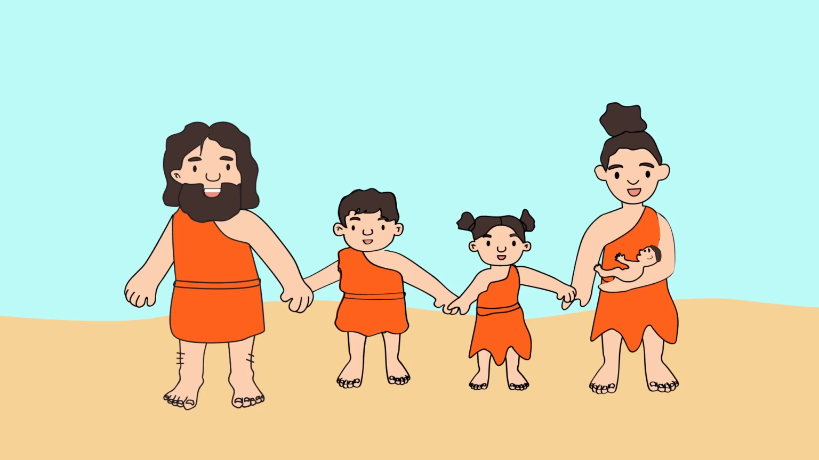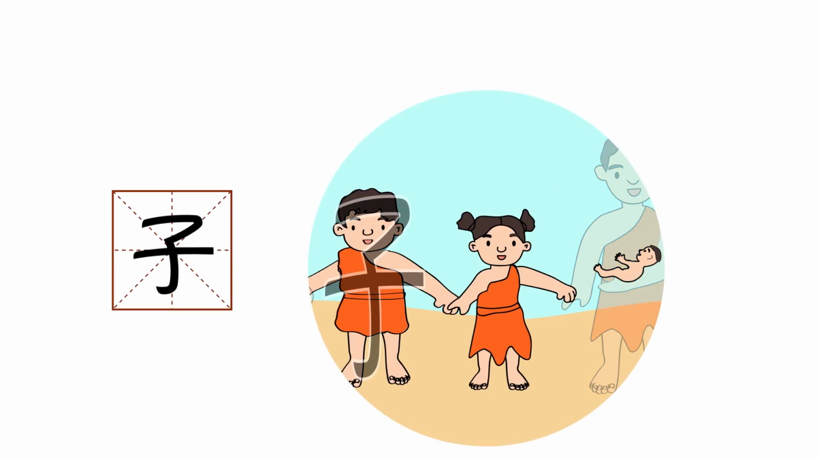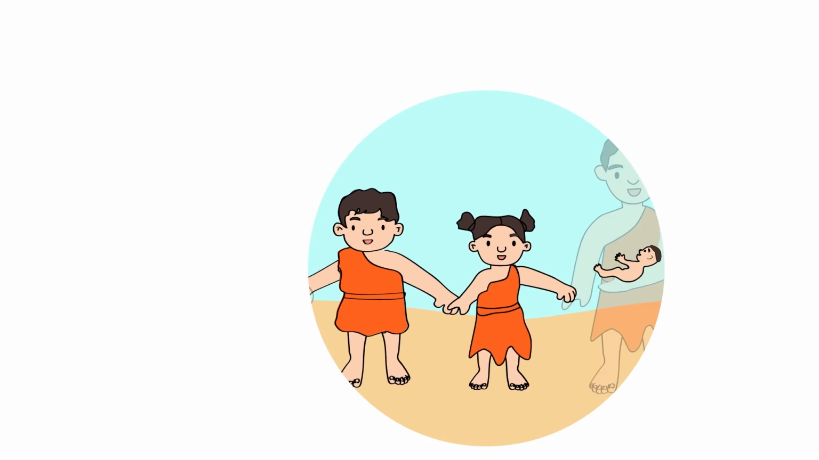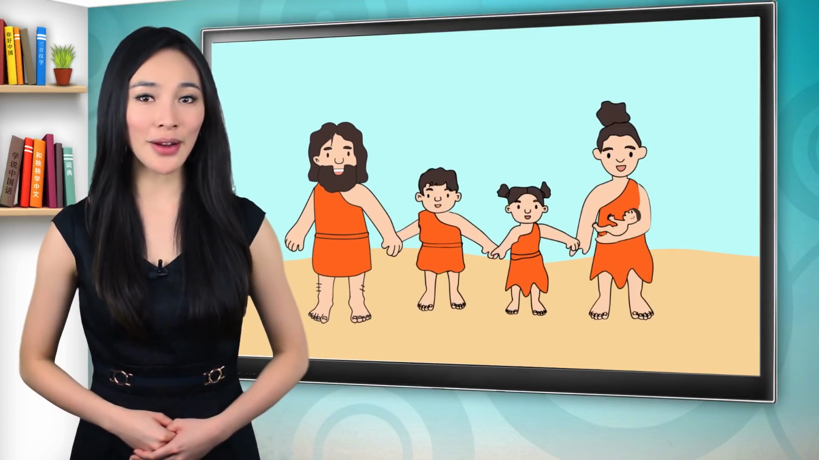But wait, who is this? It looks like Man has a family. That's right. Now he needs characters to describe his children as well. So now we have 子 for child. And since he has a son and a daughter, later on, Chinese people used 儿 and 女 to specify the male and female genders. See, Chinese not only describes Man himself, but also describes the people around him.